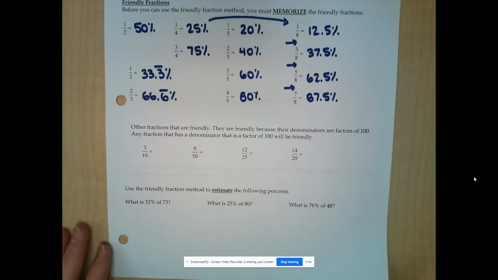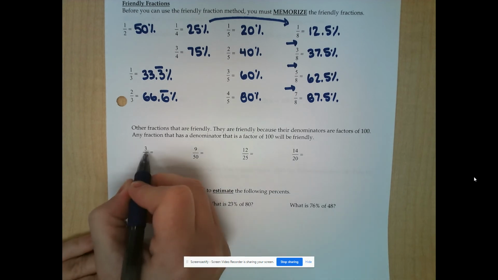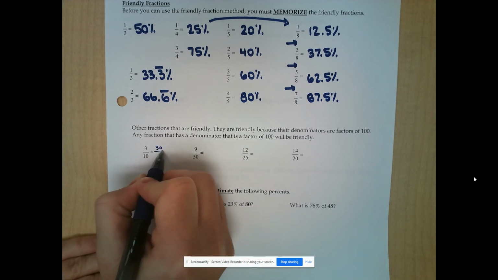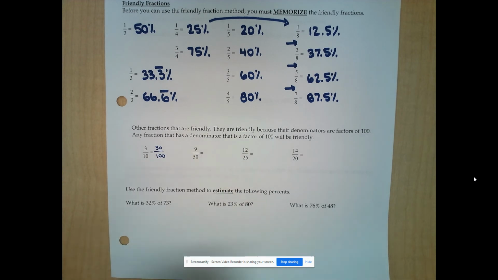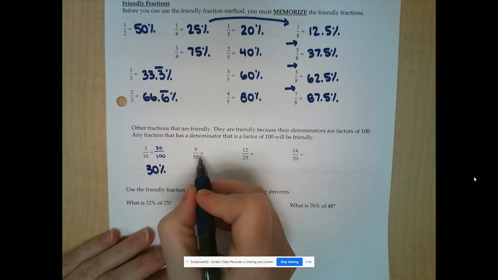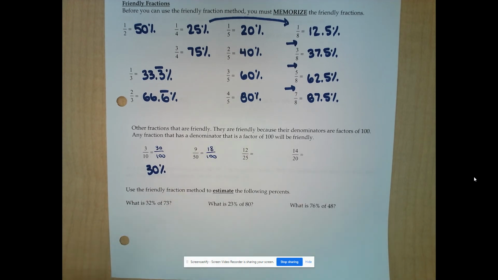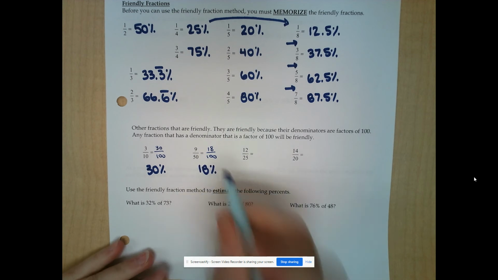Other fractions that are considered friendly are fractions where it's really easy to change from whatever denominator you have to a 100 in the denominator. So 3/10, if I do times 10 times 10, is the same as 30 hundredths, making it very easy to get 30% from 3/10. If I double the 9 and the 50, I get 18 over 100, and that's 18%.